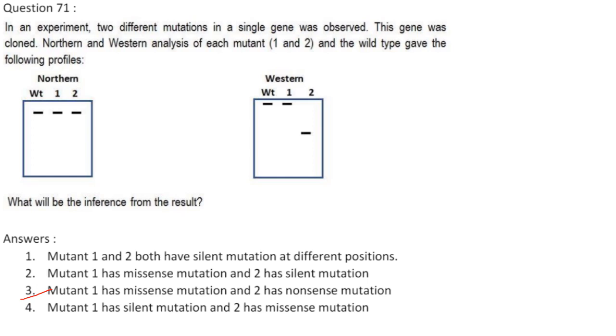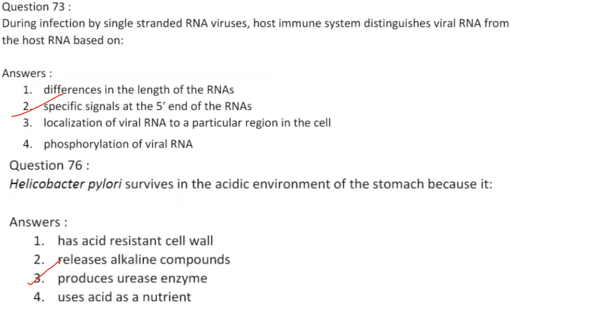Then second is nonsense mutation. It is a point mutation in which a DNA sequence results in a premature stop codon, or a nonsense codon, in the transcribed mRNA, resulting in a truncated, incomplete and usually non-functional protein product. mRNA will be detected in northern blot, but in western blot the protein is detected with a lower molecular weight than the wild type. Since it is a nonsense mutation, it results in a truncated protein. So that is how you got the answer 3. The next one.